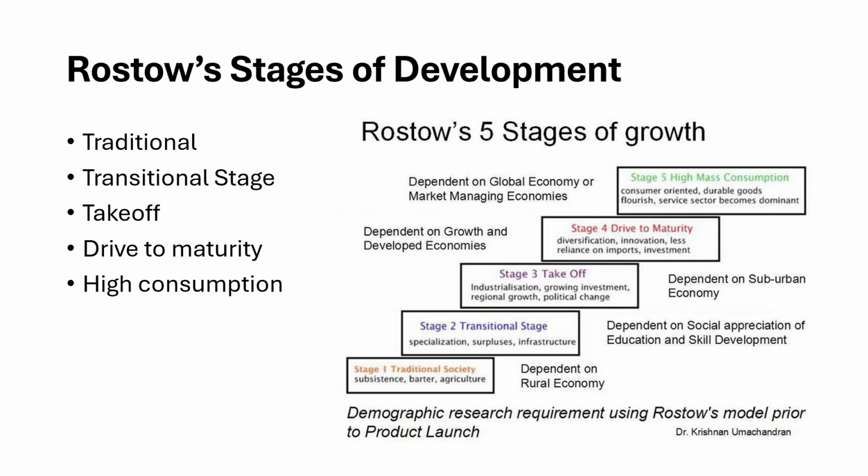Finally, the 5th stage of Rostow is the high mass consumption stage, which is very consumer oriented. Countries are fully dependent on the global economy and are buying goods from other countries. States are no longer manufacturing in their country, except at a small, very luxury scale.